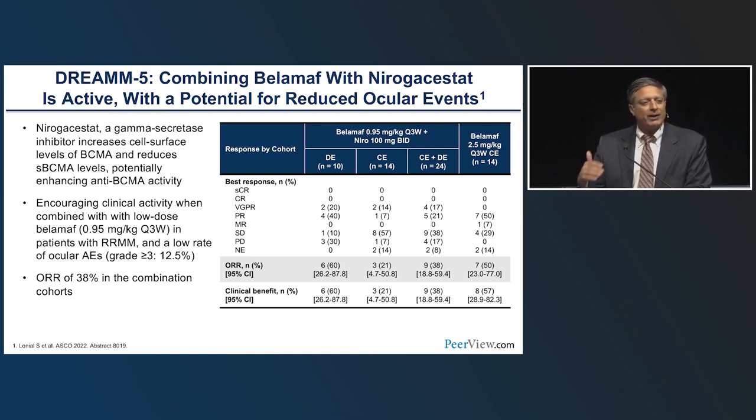And so the idea was by giving a GSI, as we've seen in CAR T-cell studies, we've seen in other studies as well targeting BCMA, increases expression of BCMA and reduces soluble BCMA. And what we saw in the DREAMM-5 study here was that by using the gamma secretase inhibitor, you could use lower doses of belantamab and get the same efficacy, potentially with less ocular toxicity.